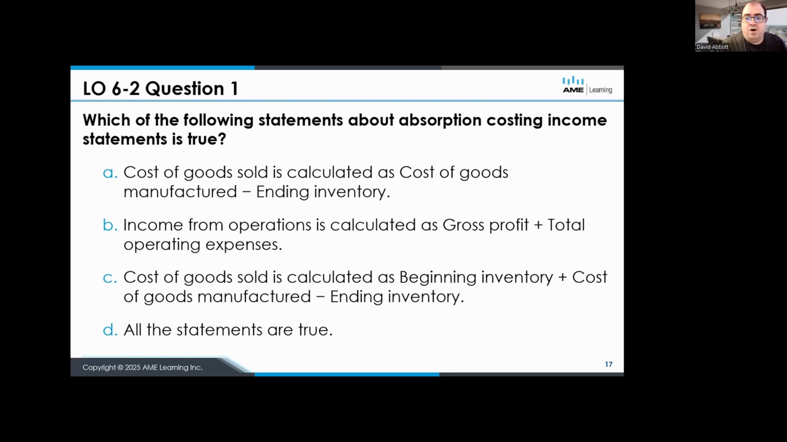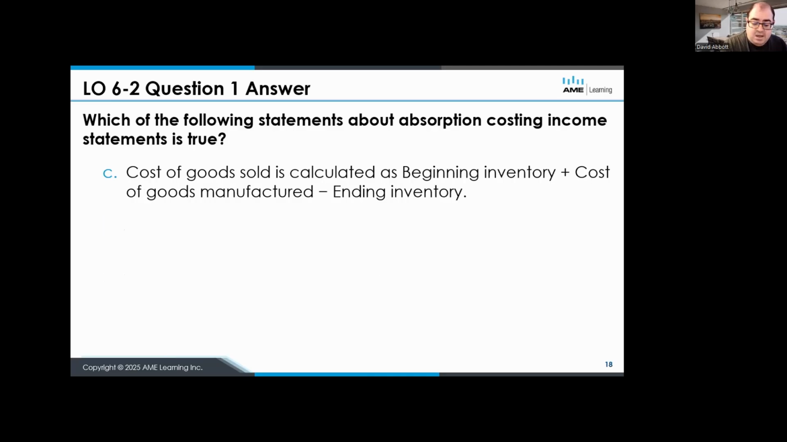Now, true or false? Which of the following statements is true? Is it that the cost of goods sold is calculated as the cost of goods manufactured minus our ending inventory? Is it that the income from operations is calculated as the gross profit plus the total operating expenses? Is it that the cost of goods sold is calculated as the beginning inventory plus the cost of goods manufactured minus the ending inventory? Or all the statements are true.